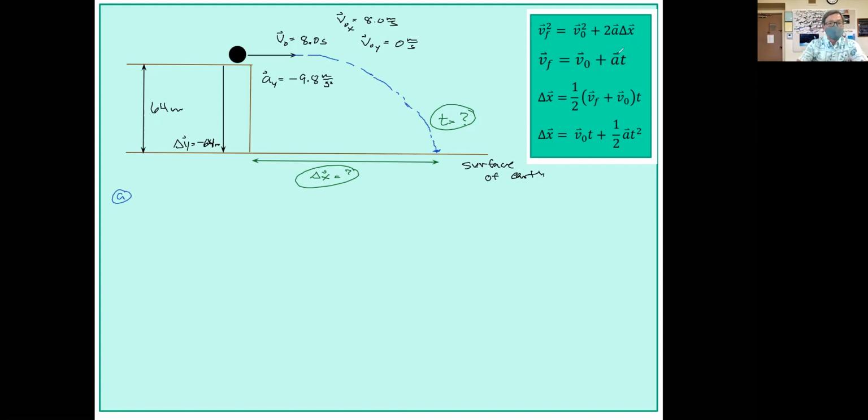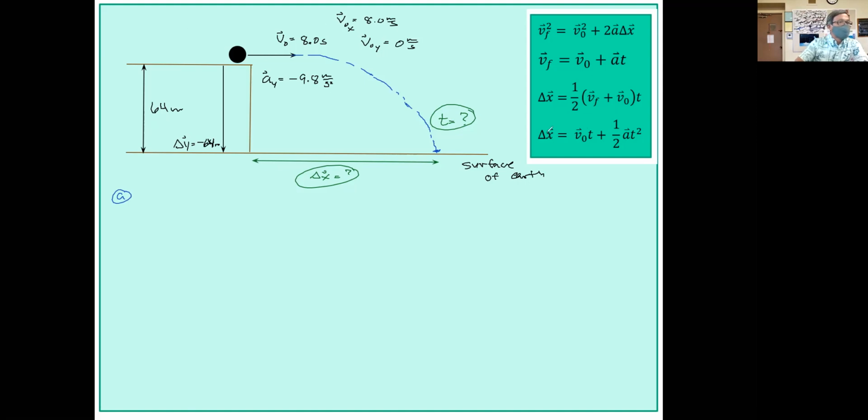Do we have acceleration along the y? Yes, we do. We have it right here. Do we have initial velocity along the y? Yes, we do. The only problem is we don't have the final velocity along the y. Could we solve for that? Yes. Once we solve for that, we can use that equation to solve for time. But for right now, we don't have that either. The third equation has the same problem: we don't have the final velocity. So it's going to be the fourth equation.